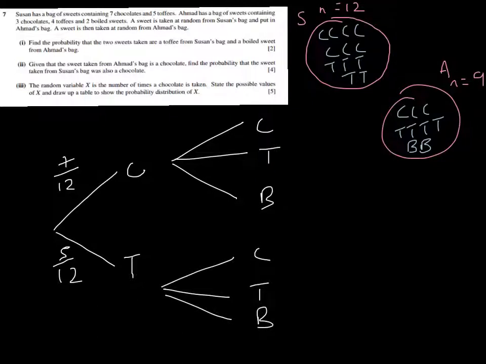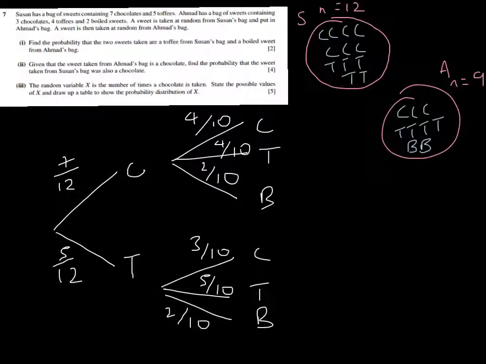Okay, so if we go along this route here, a chocolate's been chosen, it's been put into Ahmed's bag, which now means there's 4 chocolates in there. And there's now 10 lollies because you've added 1 to the bag. So it's going to look like that, and 2/10. And then down here, if we take a toffee here and put it in there, there's now going to be 5 toffees out of the 10 that are now in the bag.